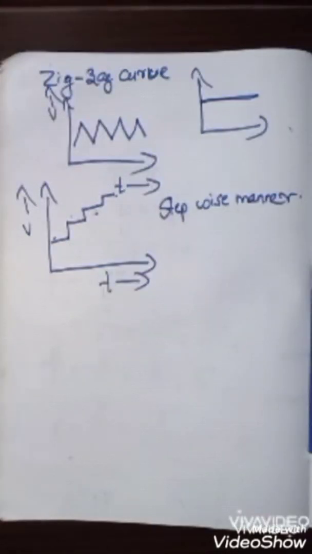Then we will continue in the next class. In the next class, we will discuss some problems relating to these graphs and the equations of motion, the three equations of motion. Okay, we will continue in the next class.